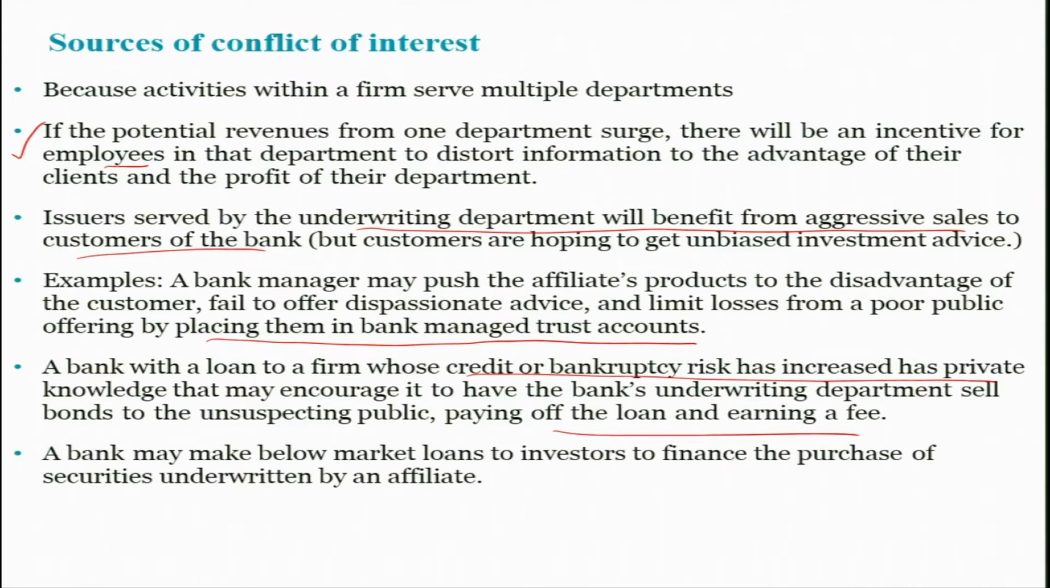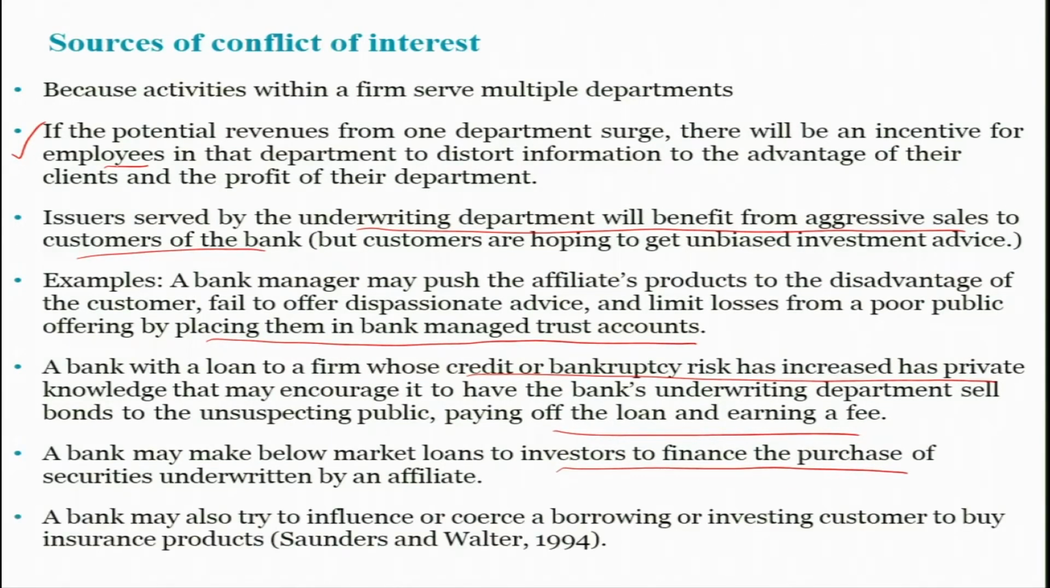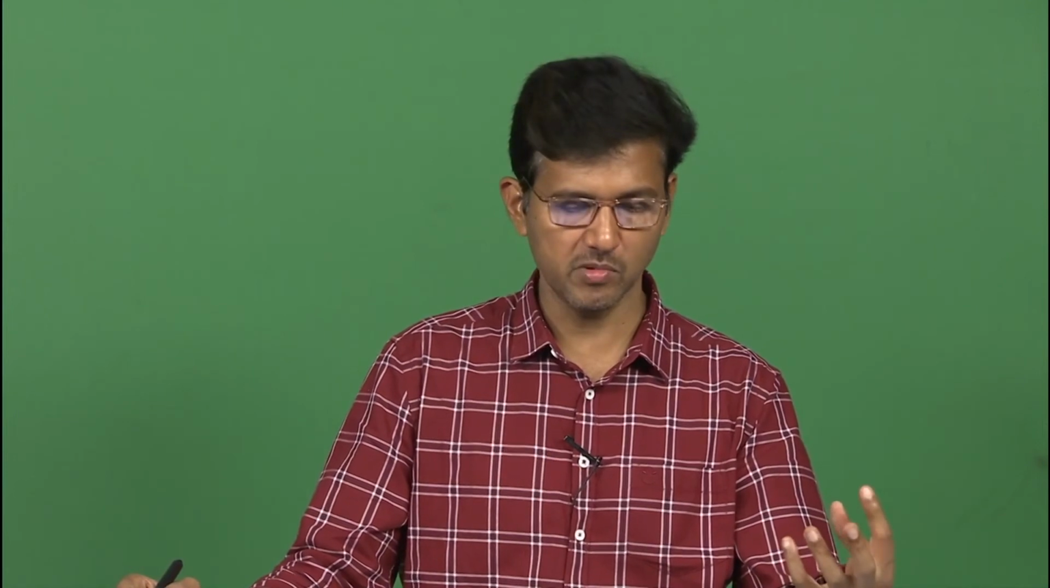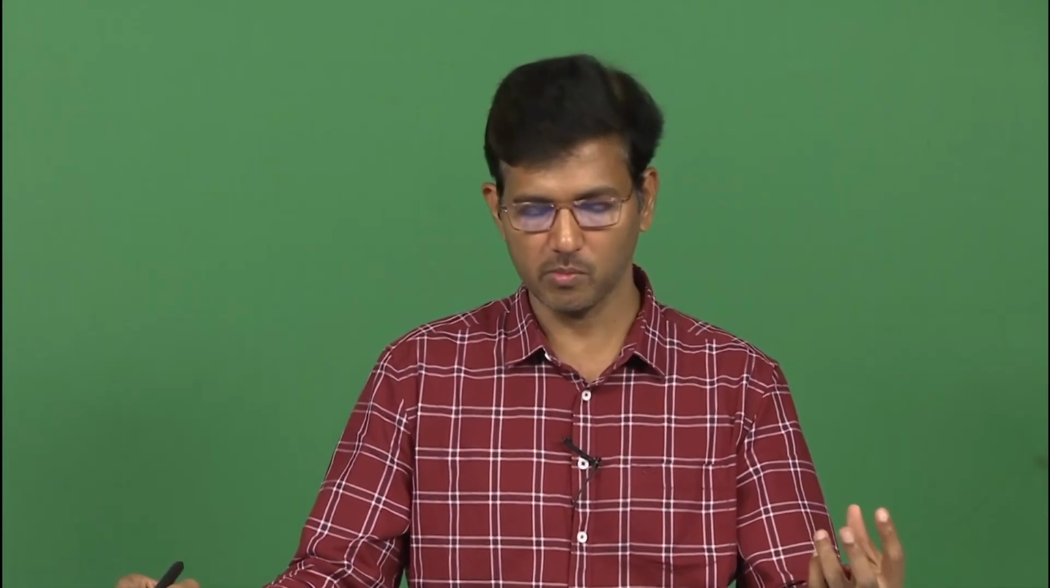A bank may also make below market loans to investors to finance the purchase of securities underwritten by an affiliate. A bank may also try to influence or coerce borrowing or investing customers to buy insurance products as well. Because a universal bank has a commercial bank, investment bank and insurance, through the commercial bank they have access to the financial information of many customers, and obviously they will know their financial activities through the bank. Similarly, as an underwriter and investment bank, that also gives them lots of information, plus as an insurer.